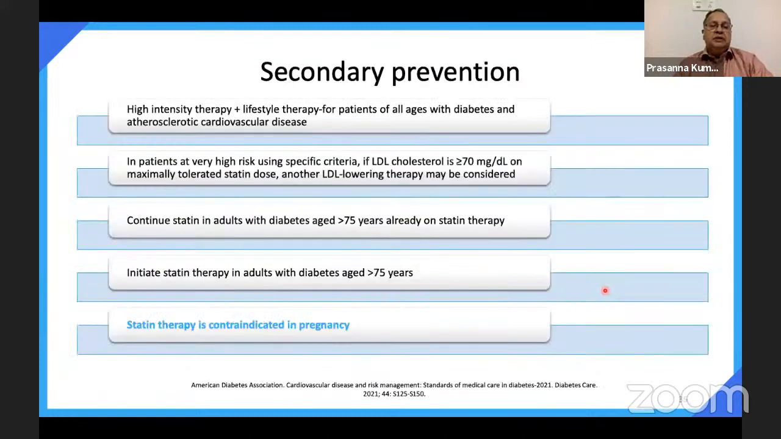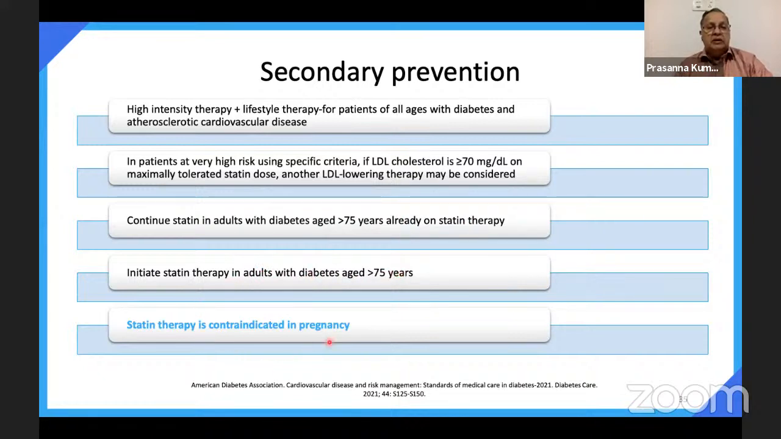Secondary prevention, that is, patients who already have heart disease. There you should use high intensity therapy and lifestyle therapy for patients of all ages with diabetes and atherosclerotic cardiovascular disease. Patient with very high risk using specific criteria, if LDL is more than 70 on a maximally tolerated statin, another LDL-lowering therapy may be added, because that means two treatments for it. Continue statins in adults with diabetes who are over 75 or already on statin. Initiation of statin therapy in diabetes age more than 75.